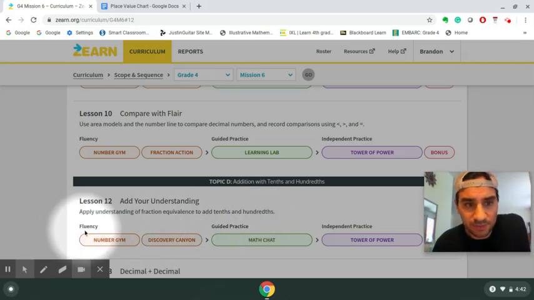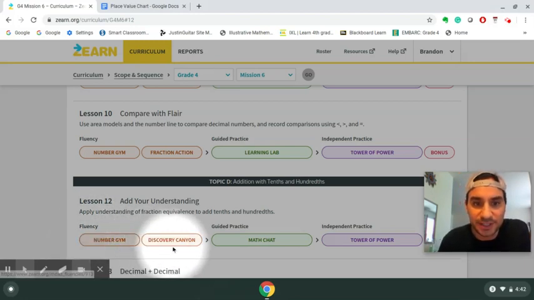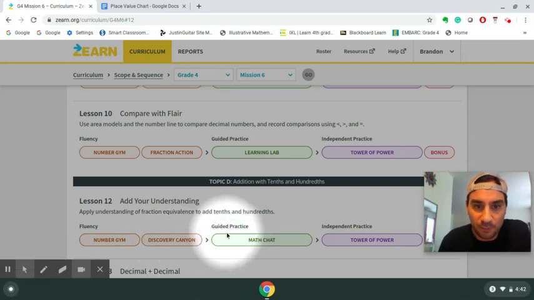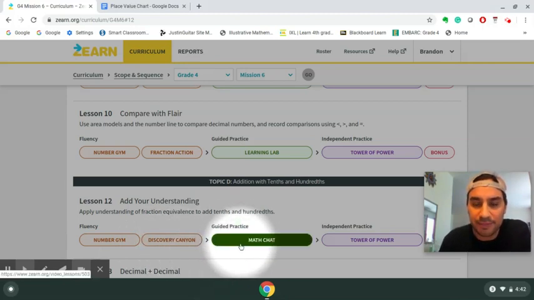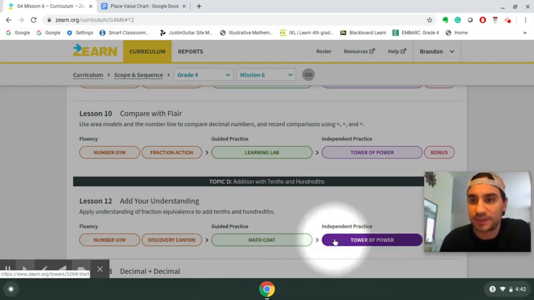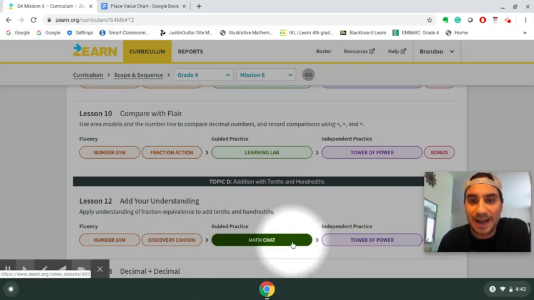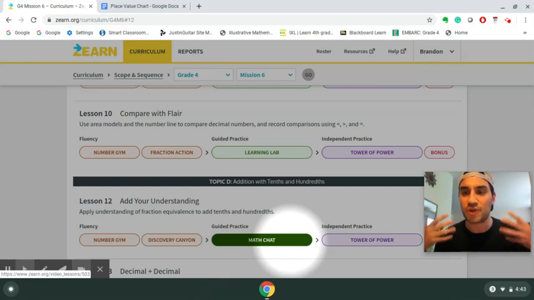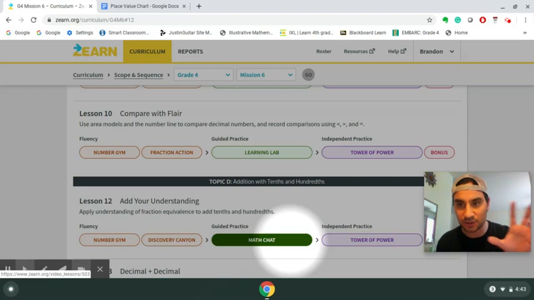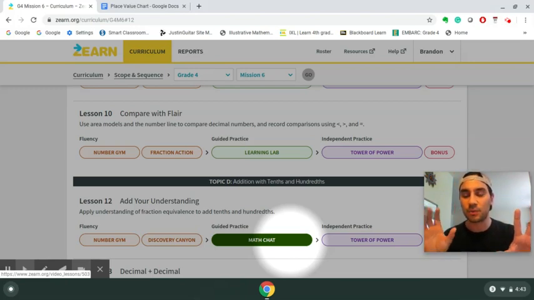Once again, you are responsible for your fluency components. That is your number gym and your discovery canyon. I will pick it up with our guided practice under the math chat, and then we'll bounce right over to the tower of power. Now, what I'm going to do during this is I'm going to introduce some future ideas and concepts because I want to start to get those brains activated and thinking about what is coming up rather than just focusing on today's lesson. So we're going to build in multiple ideas today. Just sit back, do your best, and be prepared to learn. Let's kick it off.